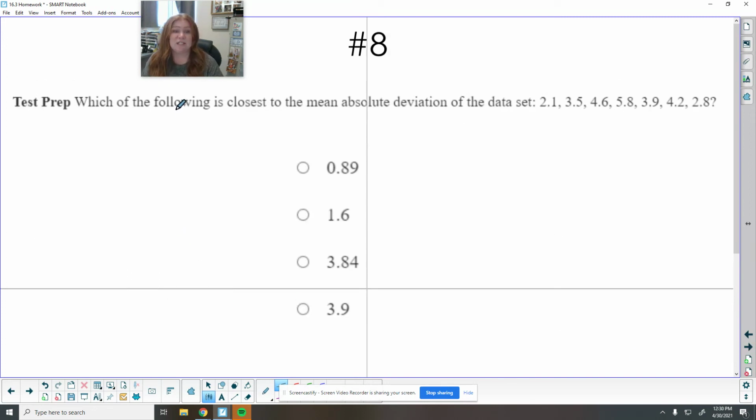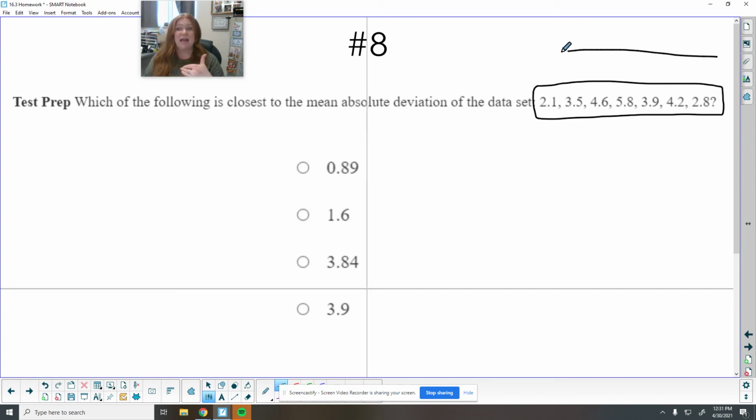Number 8 asks which is closest to the mean absolute deviation. So maybe which one is maybe rounded or so. First, we find the mean. So add these up and divide by how many there are. Then make a list and say this one is this far away. This one is this far away from the mean. How far away are they from the mean? Then add up your differences, the distances. Divide by how many there are. So which one is closest to that?